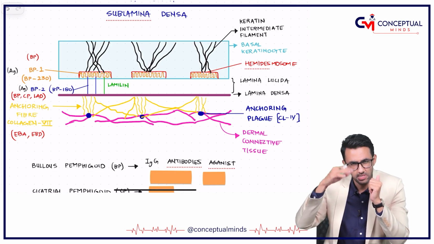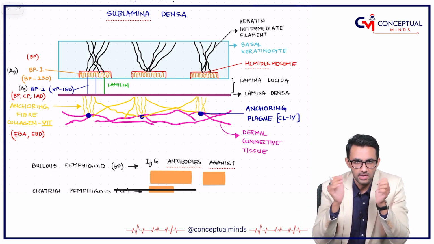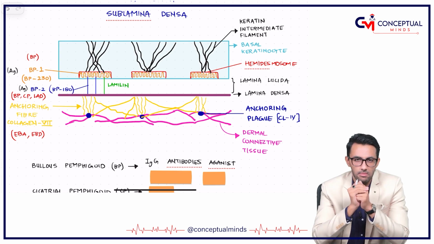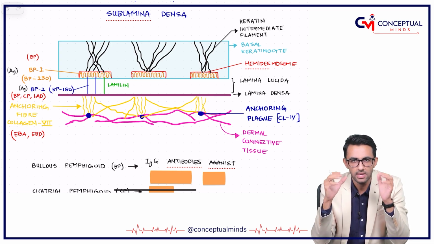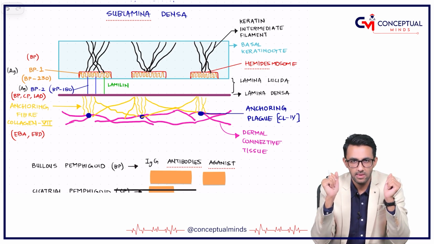So let me just do a quick revision of the whole thing, and you can see the whole diagram at one stretch. What are we reading? We are reading the basement membrane. The first cell is a basal keratinocyte, and in the basal keratinocyte we have hemidesmosomes.